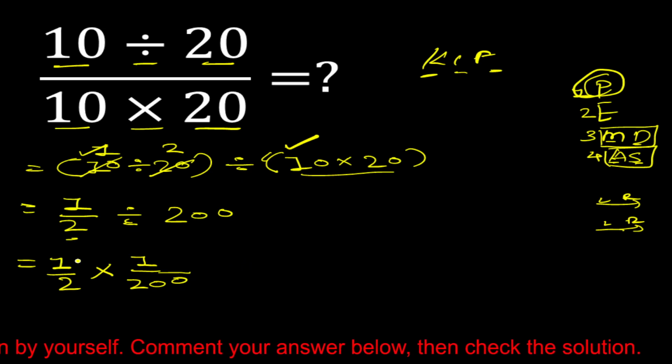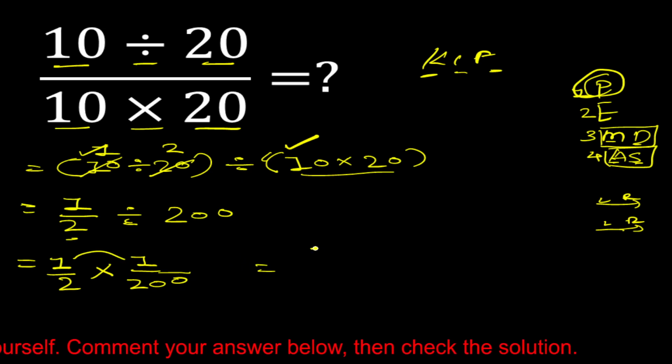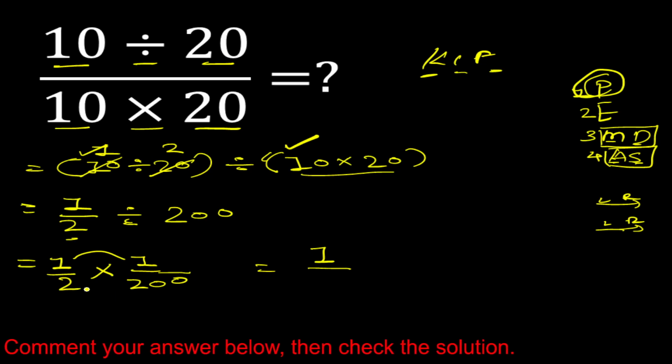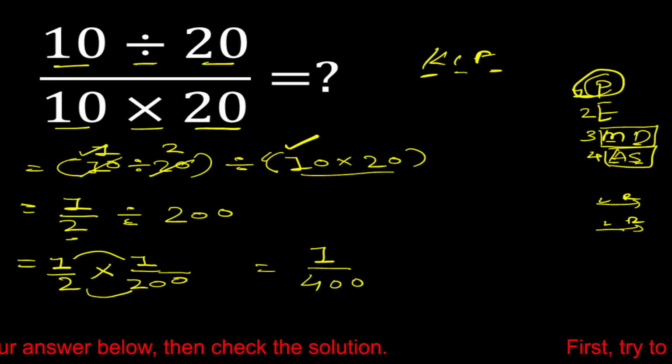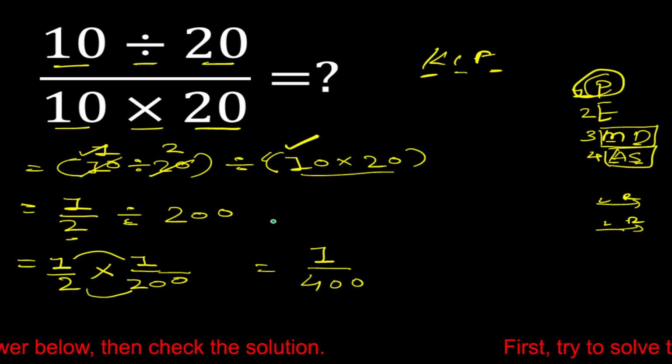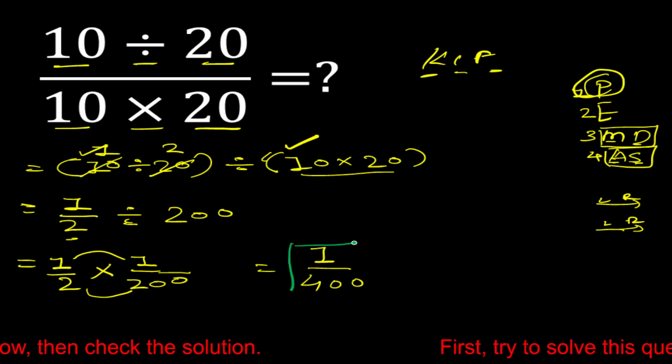So now 1 multiply 1 is equal to 1, then 2 multiply 200 is equal to 400. Okay, so the correct answer is 1 upon 400.